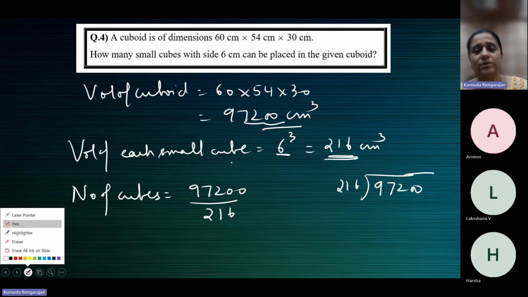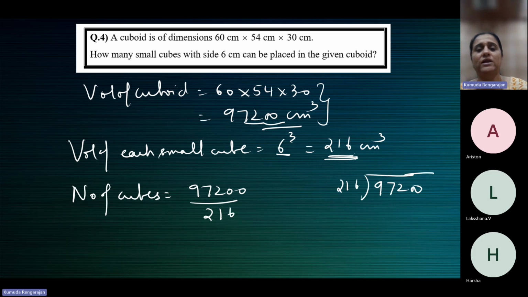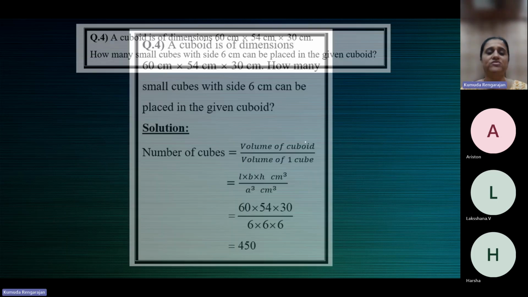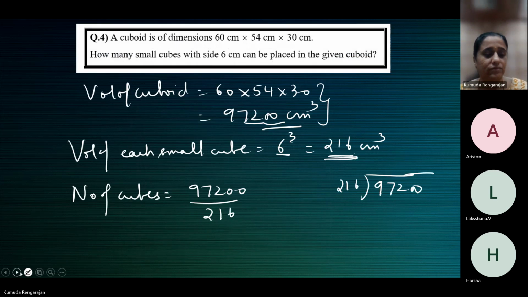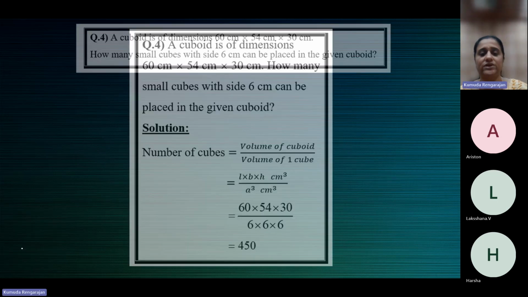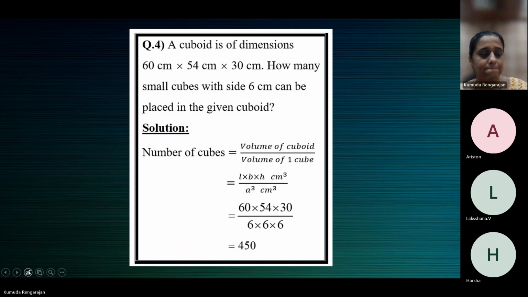Don't find separately is what I'm trying to say. Don't find the volume of the cuboid and the volume of each small cube, because you will be taking time in calculation. You should find the number of cubes straight away, like this. So the volume of the cuboid formula is L into B into H, and one cube is A cubed. So substitute like this and then cancel.